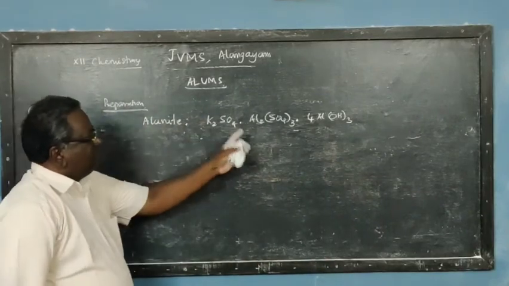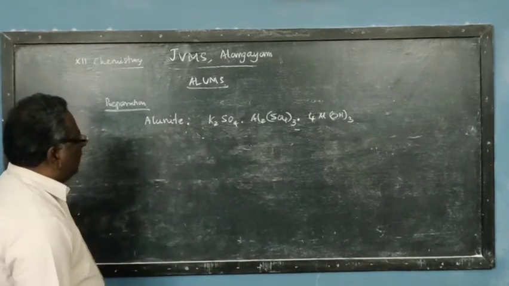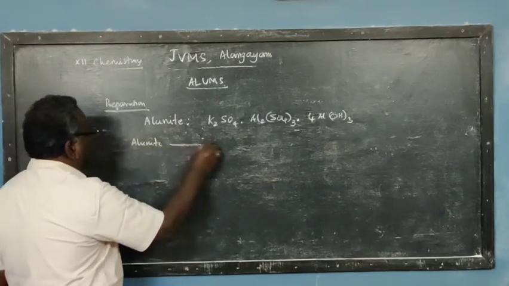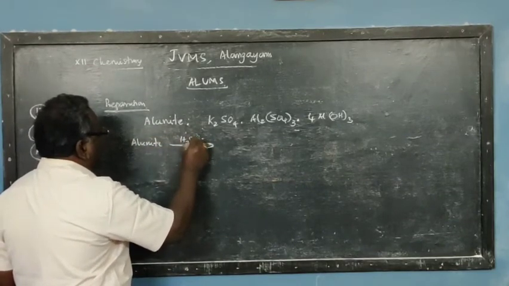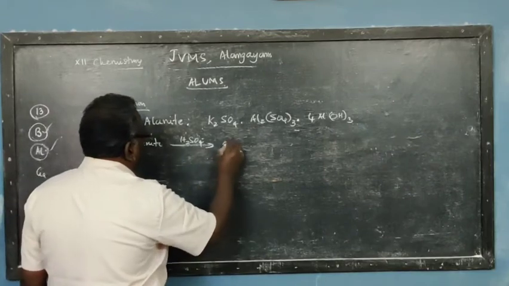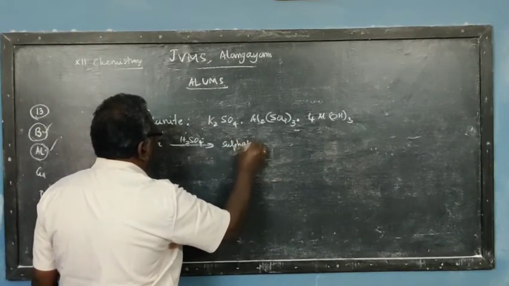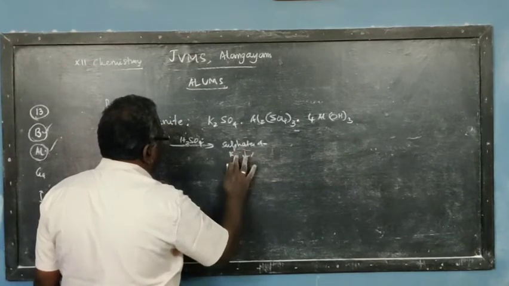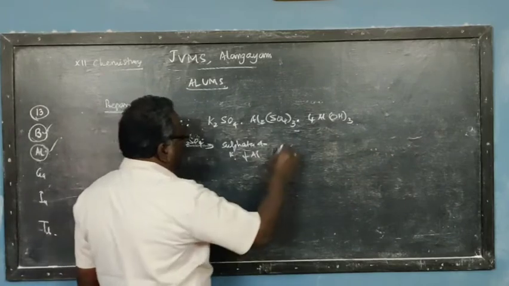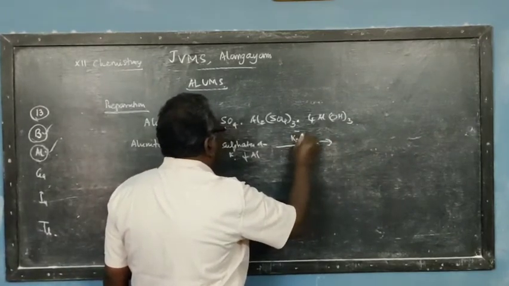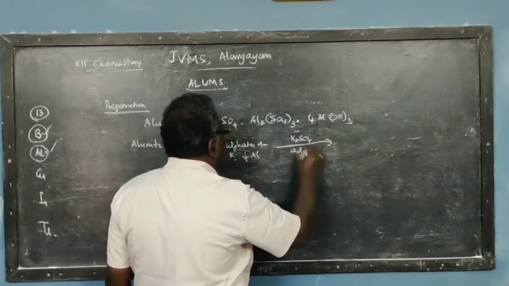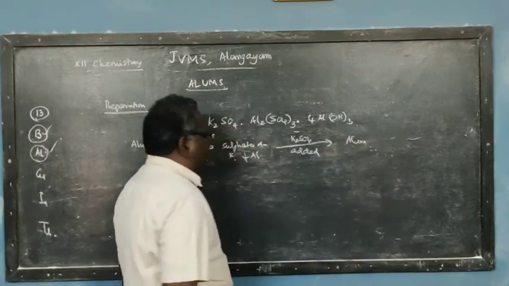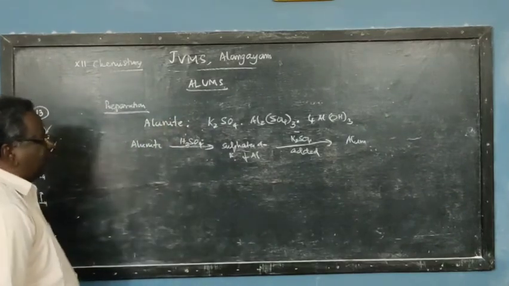This alunite is powdered well, and then first step is mixed with sulfuric acid. Then we get the sulfates of potassium and aluminum. And second step, to this some more potassium sulfate is added and crystallization is done to get the alum. So this involves 2 steps, right?